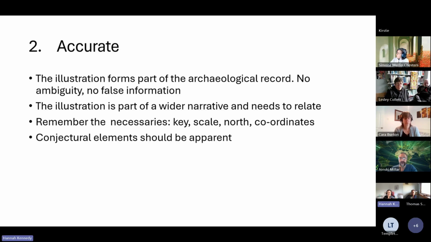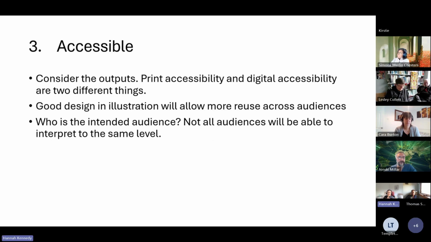Okay, so attractive and accurate all lead up to 3. So 3 is accessible. The thing about accessibility is that there is global accessibility, and then there are very specific standards of accessibility for both print and digital outputs. But a lot of the elements that make an illustration or an image accessible are global elements. So I'll go into those in a minute.